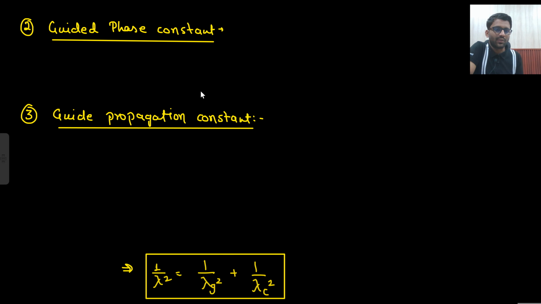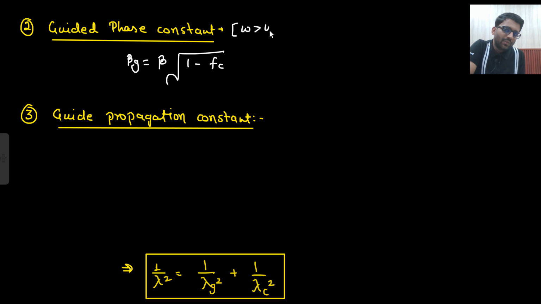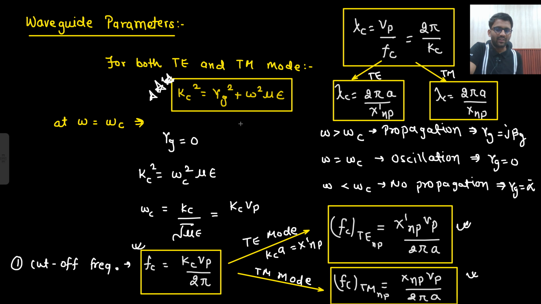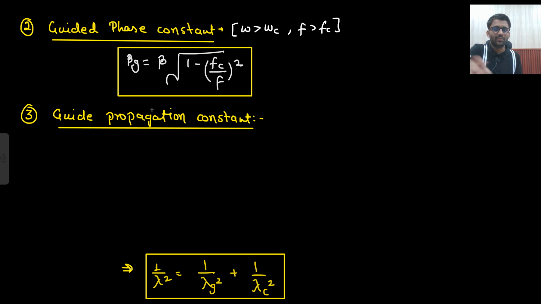Guided phase constant. So what would that be? Beta g. Same expression, ditto the same expression. When you do the derivation, you get the same expression, but the condition here is that omega should be greater than omega c, or you can say f should be greater than fc. So again, derivation is not required. If you want to do it, you can do it on your own, very easy. You just need to do the derivation in the same manner. So beta g is beta into under root 1 minus fc by f whole square, the same formula.